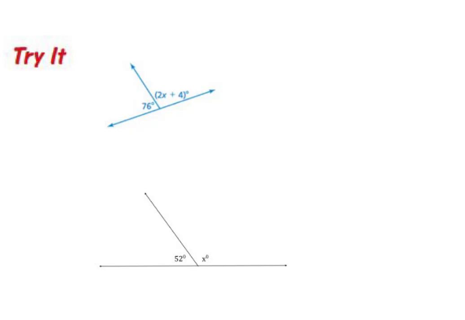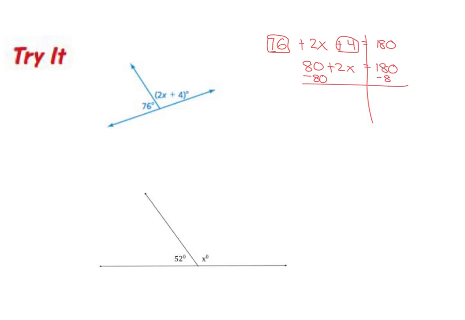So this first one, we know that 76 plus 2x plus 4 is 180. So we're going to combine the like terms of 76 and 4 to get 80 plus 2x equals 180. Take away 80 from both sides. So 2x is 100. Divide both sides by 2. X is 50. So the left side is 76.